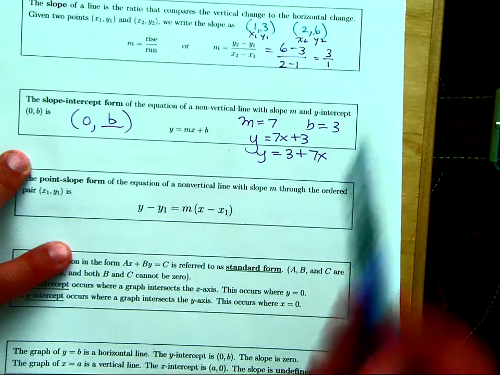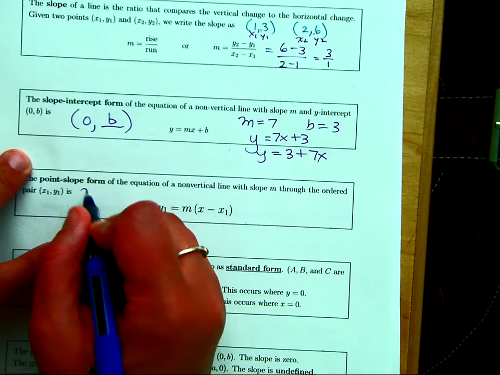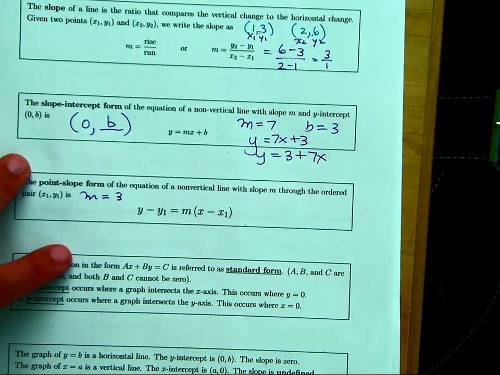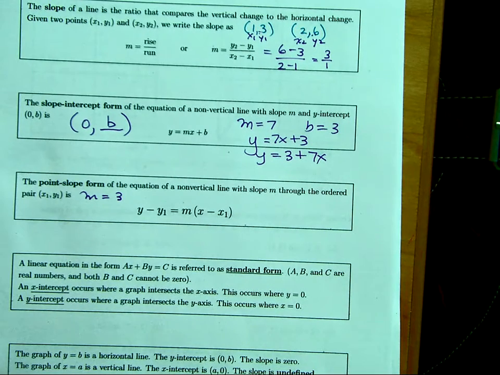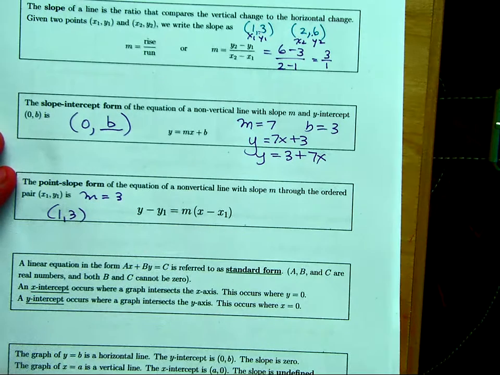Now, if we go back to this example right here where I had the points (1, 3) and (2, 6), and I wanted to find the equation, I've calculated the slope. So the slope is 3. Which point do I have to use in the point slope form? Do I have to use one of them? Does it matter which one I use? No. So I always prefer to pick the points that are easier. (1, 3), to me, those numbers are a little easier, but you could also use (2, 6).